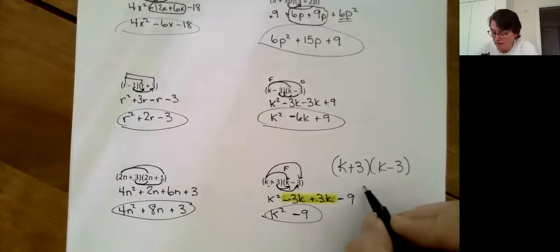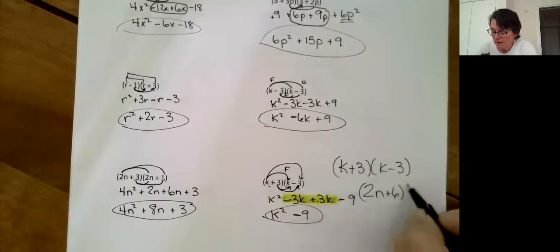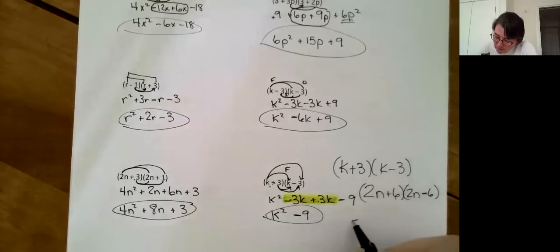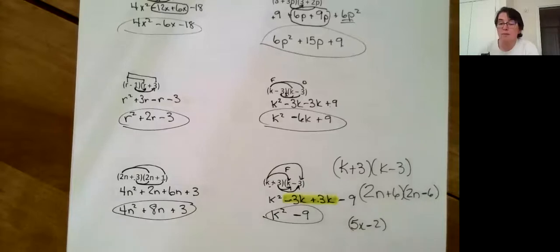So if I wrote 2n plus 6, the other one would be, I'm waiting for you to answer. All right, I know, 2n minus 6. So it's exactly the same thing. One's a plus, one's minus. 5x minus 2. And it doesn't matter whether the negative's in the front or the back.